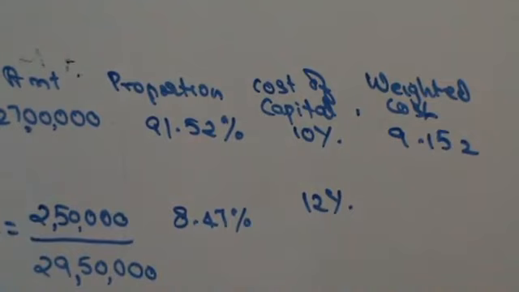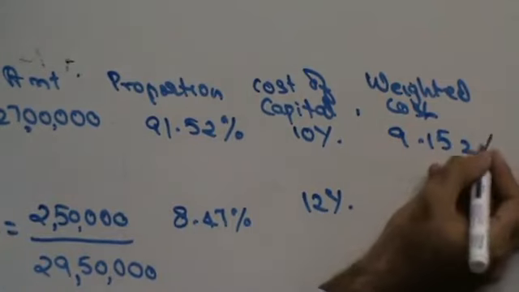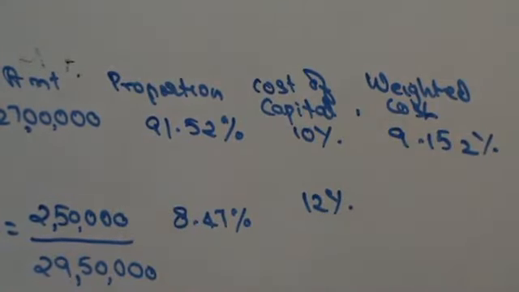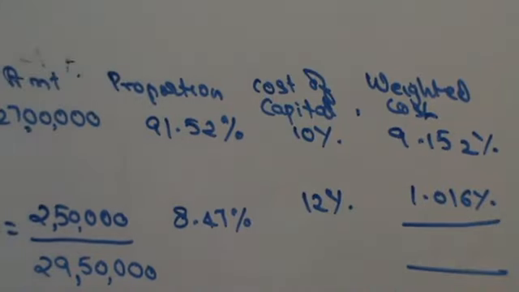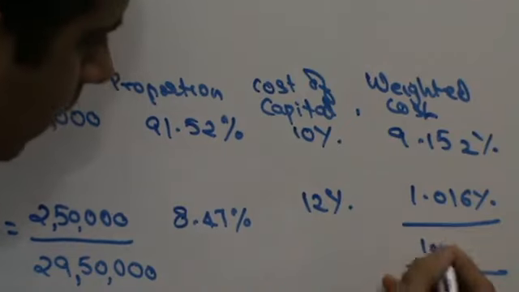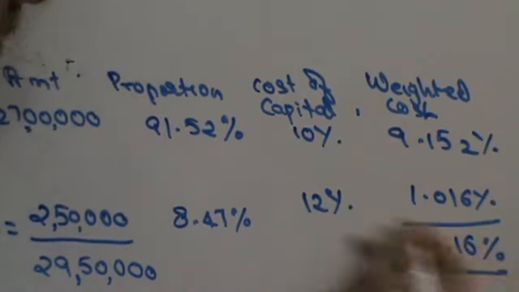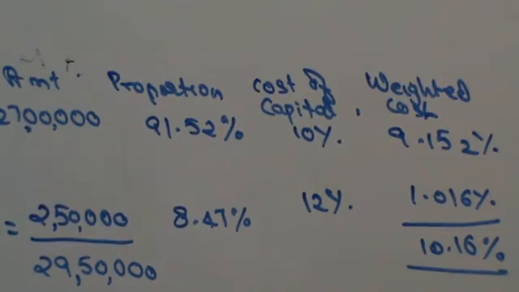Someone please help me calculate the other one. 8.47 into 12% is 1.016%. Someone please add that. 10.16. So the average weighted cost of capital for Alpha Limited is 10.16%.